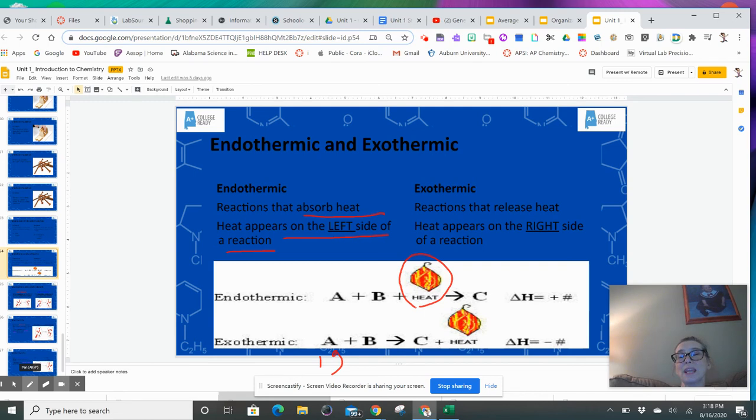If it absorbs heat, it actually feels cooler because it's taking that heat in. So endothermic reactions will feel cooler to your touch because the heat that was on the outside is now absorbed to the inside.